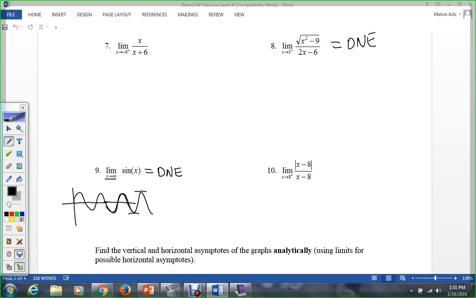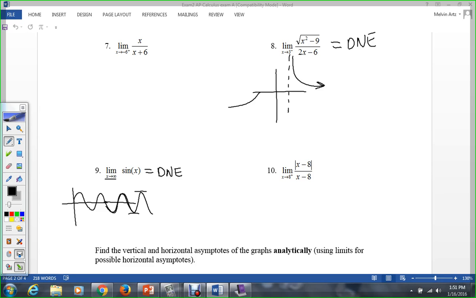Okay? And so this one, back up at number 8, we should have the graph that we saw. You need to draw in that graph. And for this one, you could give a little explanation like I just did. You could say that the sine is oscillating between -1 and 1. The y values are not approaching any value, therefore it does not exist.